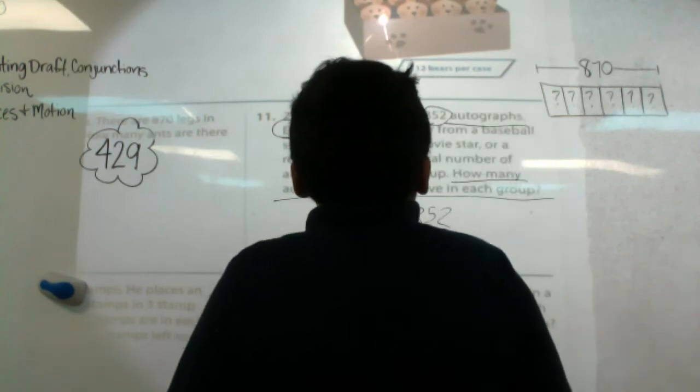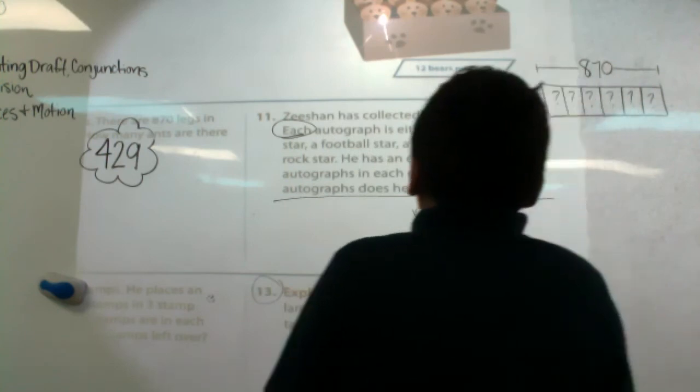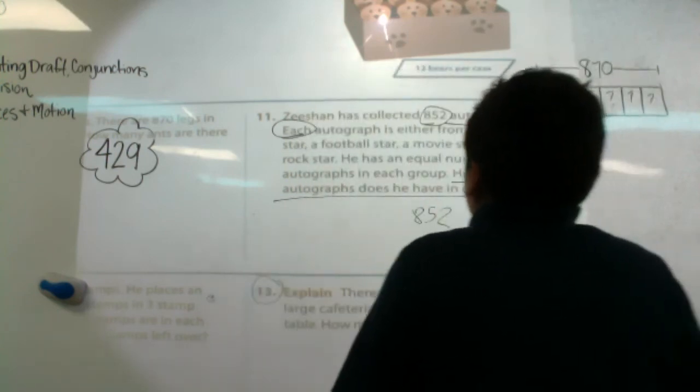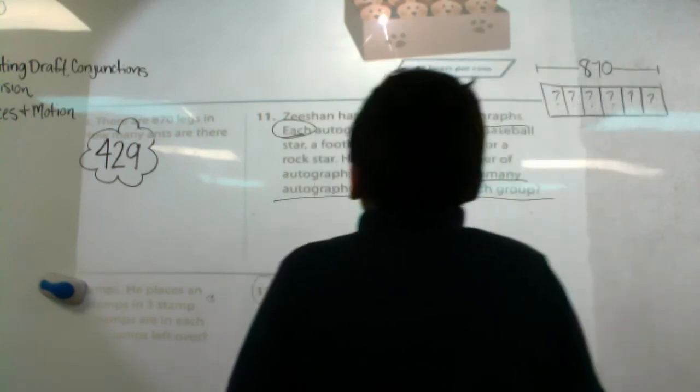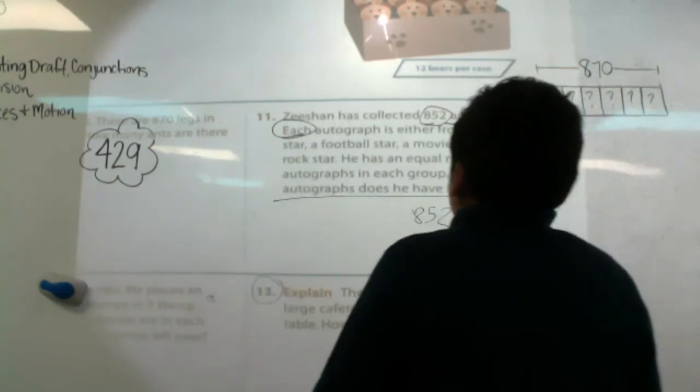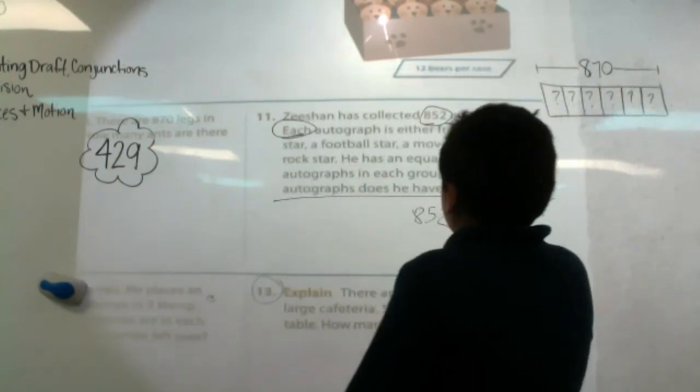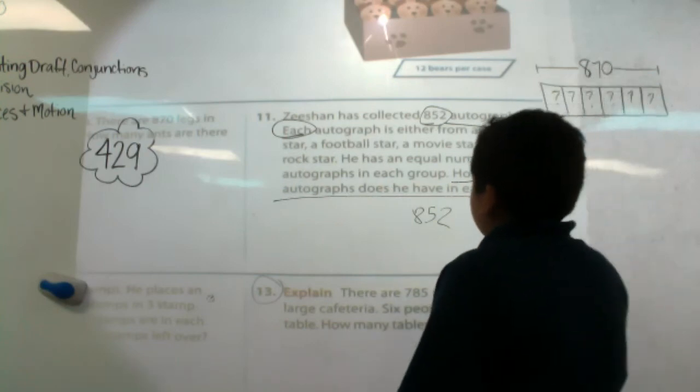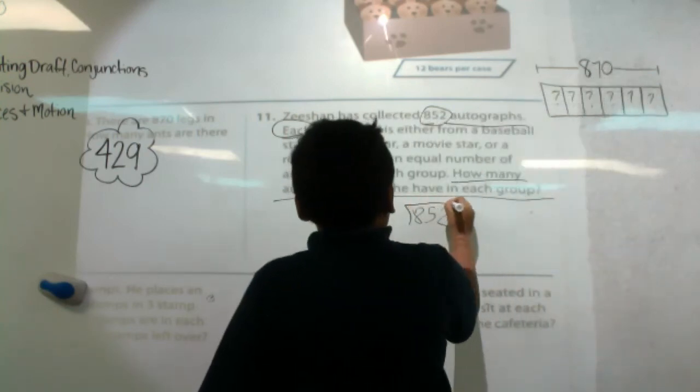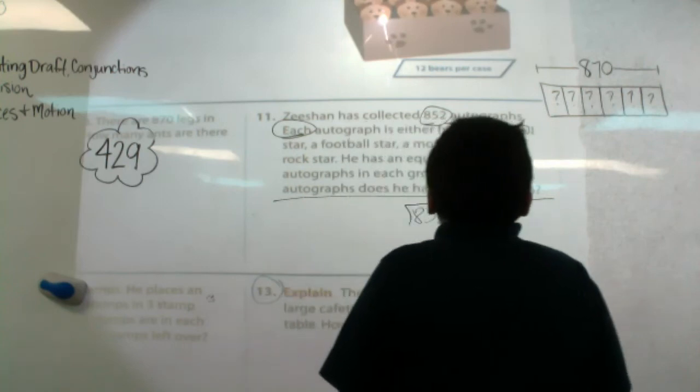What do you think we need to do here, Jamie? I think we need to divide or multiply. We need to divide because we know the big number. We know how many autographs he has. It's 852. That's like the total big number. But how do we know what to divide by? Because it doesn't give us another number.